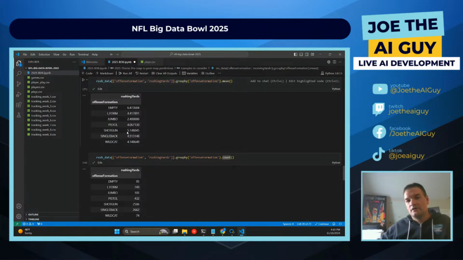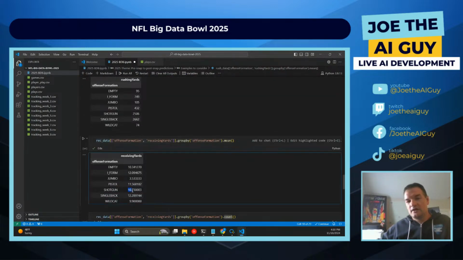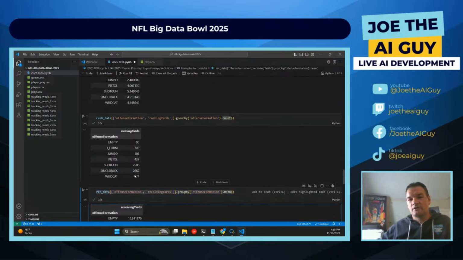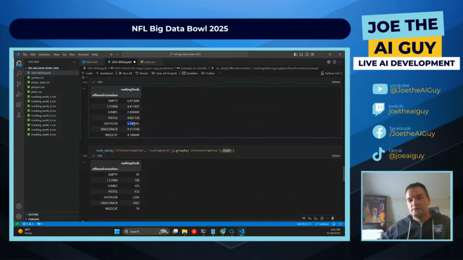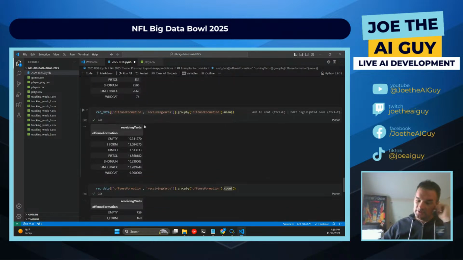Interestingly enough, from shotgun, it actually increases your rushing yards overall, and you're about average in terms of the receiving yards. So the net positive rough outcome is you're expecting to gain about half a yard more in the run game, and then you're getting about the same output in the pass game as well.